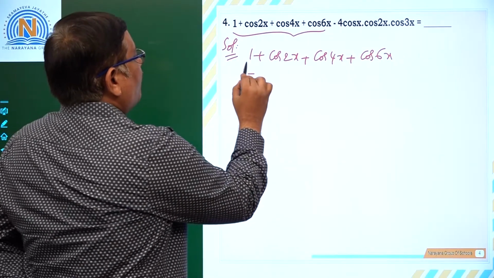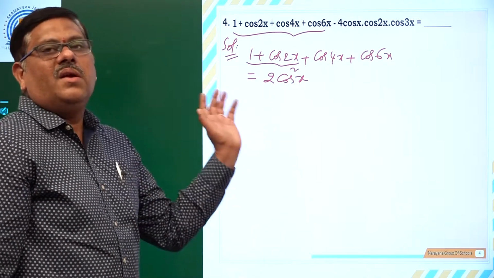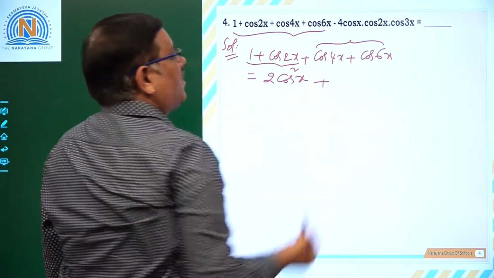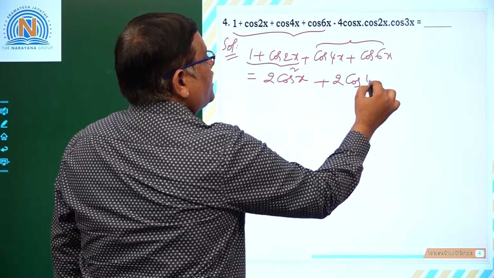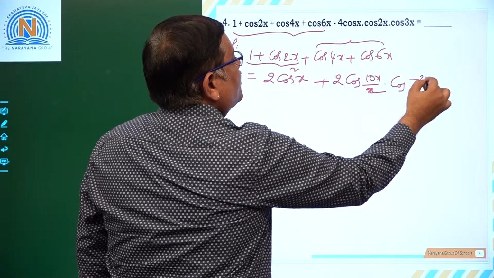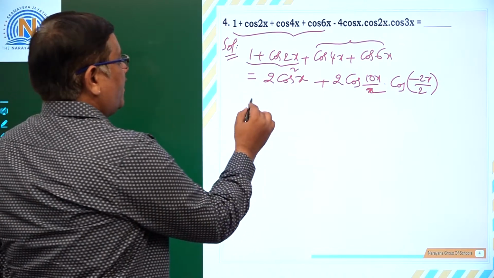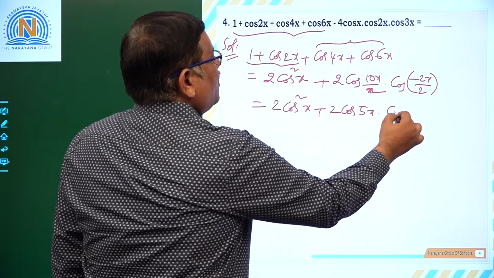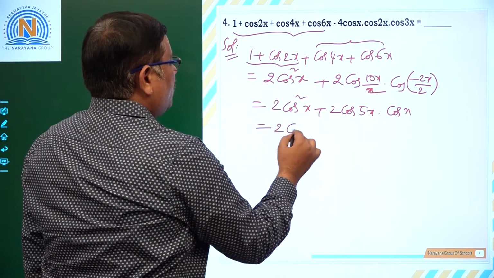That is equal to 1 plus cos 2x, which we can write as 2 cos square x. According to multiple and submultiple angles, 1 plus cos 2 theta is 2 cos square theta. Plus, here let us apply cos C plus cos D. It is in the form of cos C plus cos D. So what can we write? 2 cos((C+D)/2), that is 10x by 2, into cos((C-D)/2), that is 4x minus 6x, that is minus 2x by 2. That is otherwise 2 cos square x plus 2 cos 5x into cos x, because cos of minus theta is cos theta itself. So both of these two terms have 2 cos x common.